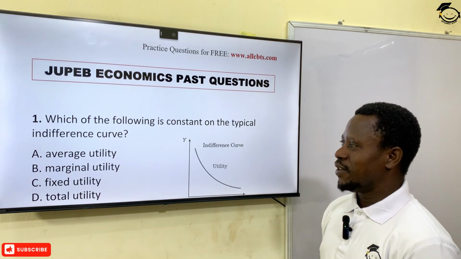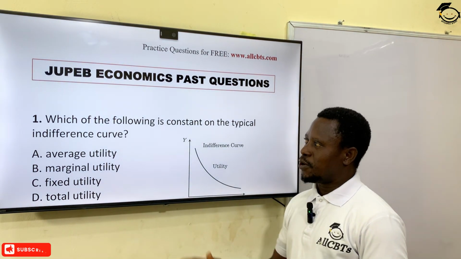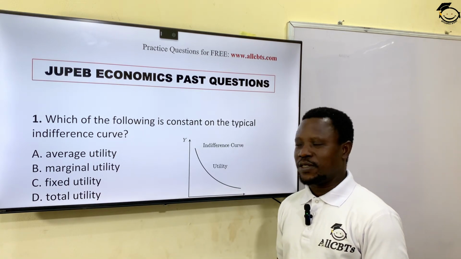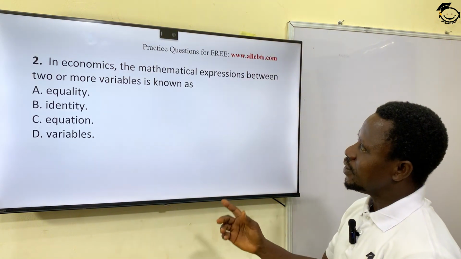Average utility, marginal utility, fixed utility, total utility. The correct option for this question is D, total utility. All right? The next question.